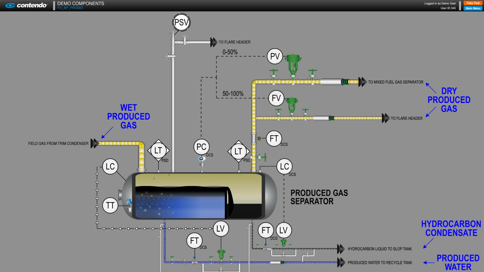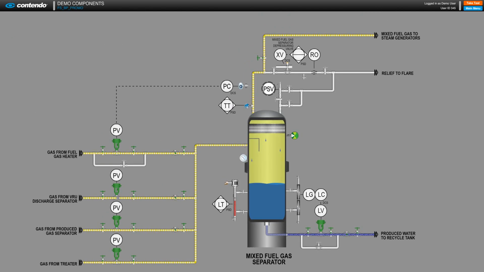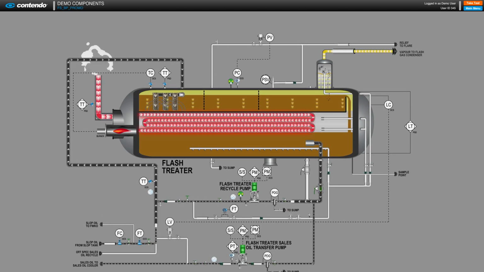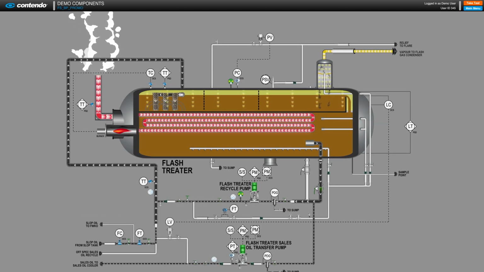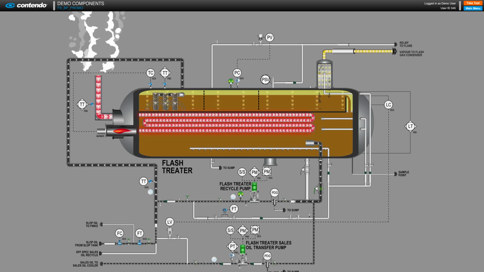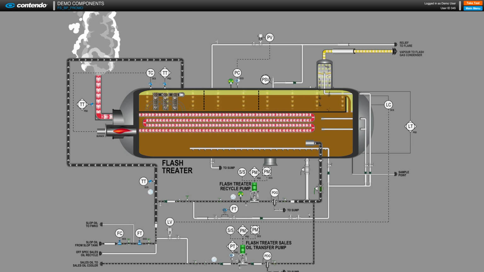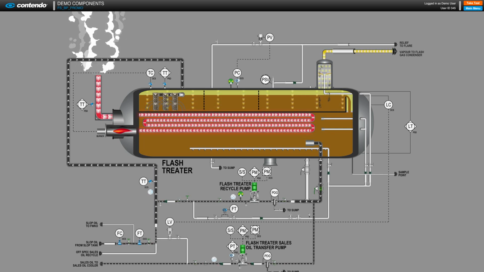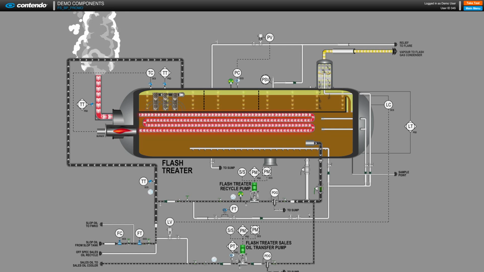Oily produced water and hydrocarbon liquids are removed and directed to their respective process trains. The produced gas joins other gas streams in the mixed fuel gas separator for liquid removal before being burned in the steam generators. Accumulated unbroken emulsions, called rag layers, are removed from separation vessels and tanks and processed through the flash treater to vaporize any remaining water from the dilbit so that it can rejoin the dehydrated dilbit flowing to the stabilization section.